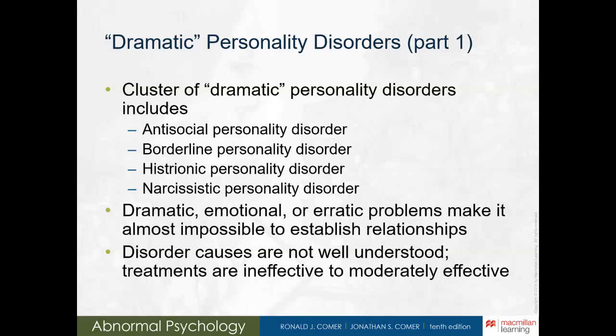And antisocial and borderline personality disorders have received a lot of systematic research. But what makes them dramatic is that they are emotional or have erratic problems, making it almost impossible to establish and maintain relationships. And because things like histrionic and narcissistic personality are not well understood, treatments are ineffective to moderately effective. And again, the big difference is going to be antisocial and borderline personality disorders.